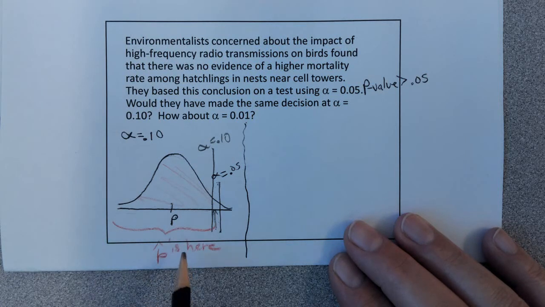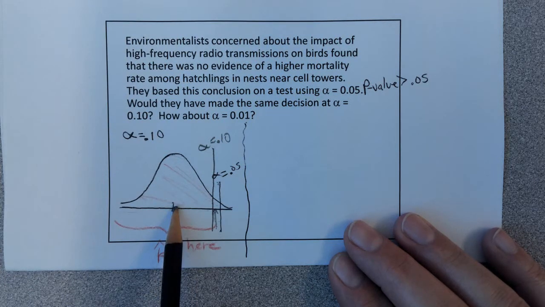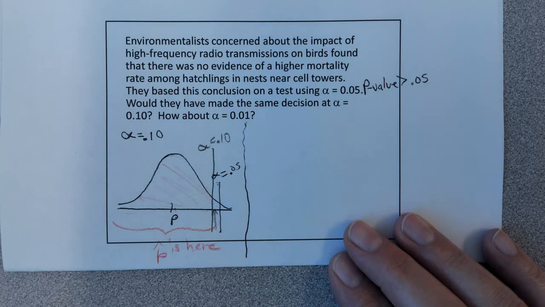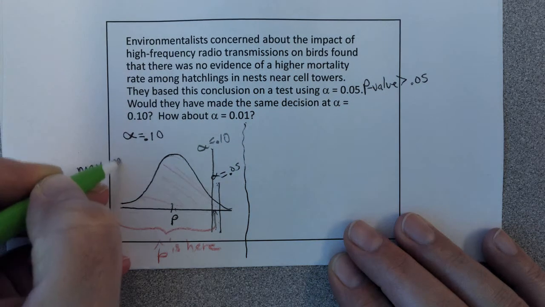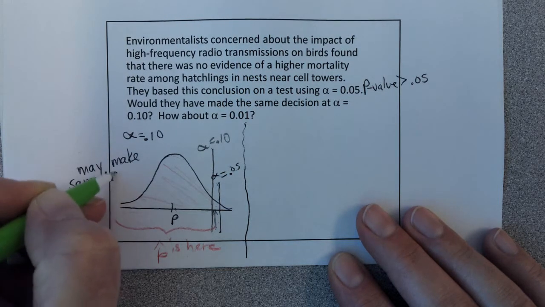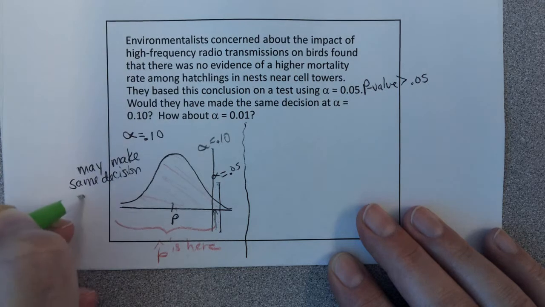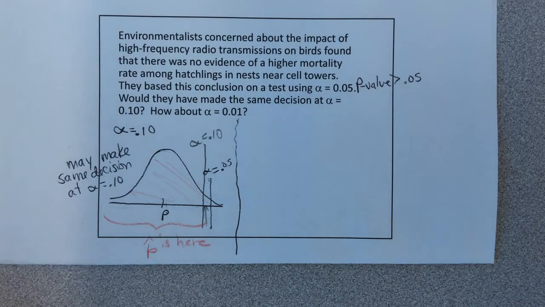So with the information I have, it's somewhat inconclusive. If p hat had been here, I would change my decision. If p hat were here, I would keep the decision. So it could go either way. I may make the same decision at 10%, but I can't be sure because I'm not sure where p hat is. So it's inconclusive.